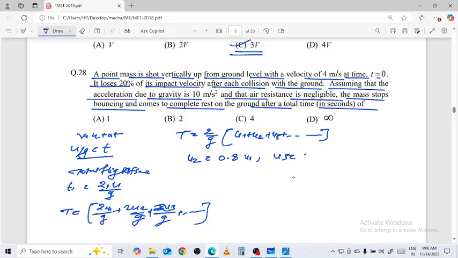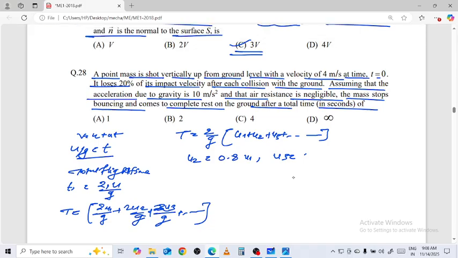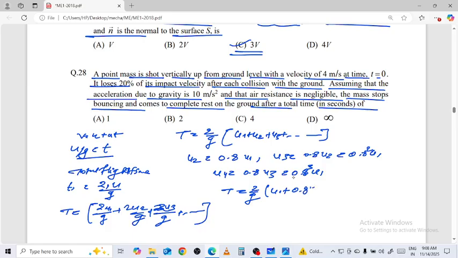u3 is equal to 0.8 times of u2. So 0.8 square u1. u4 is equal to 0.8 times of u3, which is 0.8 cube u1. The time period is equal to 2 by g times of u1 plus 0.8 u1 plus 0.8 square u1 plus.